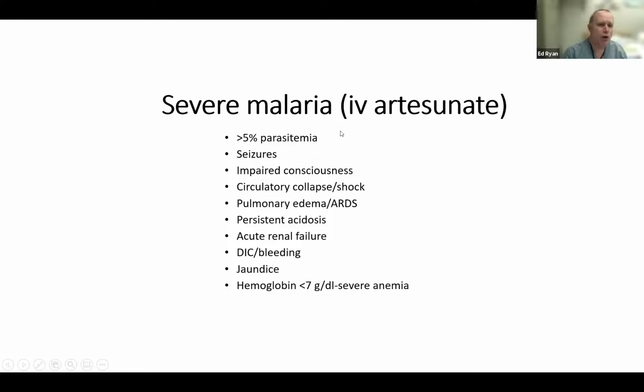And here's the formal definitions of whether somebody's severe. And a lot of it is just clinical gestalt, right? If the person's having seizures or is unconscious or is in shock on multiple pressors or going into ARDS or has persistent acidosis.